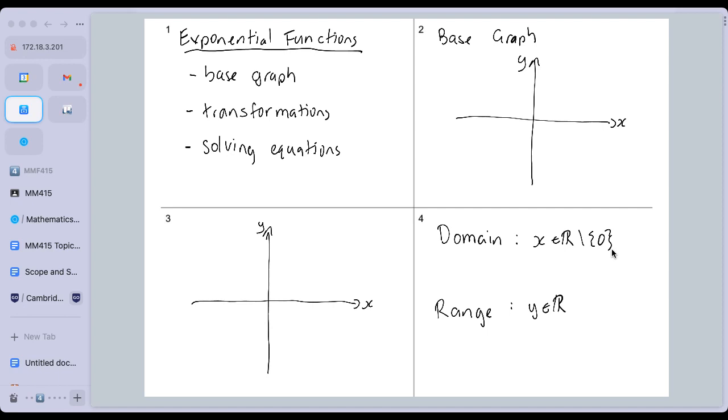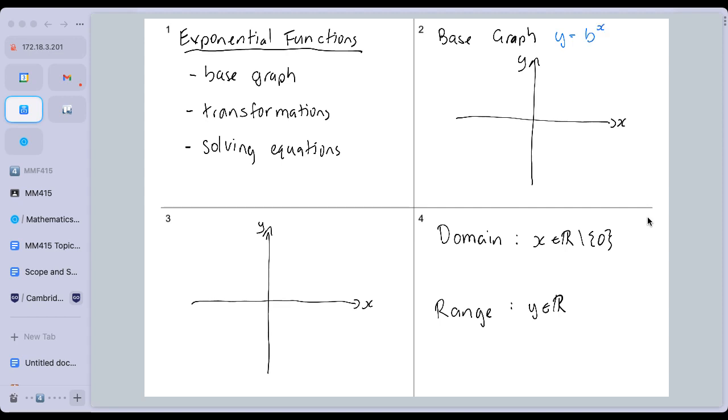So the heading can be exponential functions, and then you can write the word base graph or parent graph, and then you can draw one in. This is what you should have. I didn't actually state what that graph is, so it's along the lines of y is equal to b to the power of x for some base b.